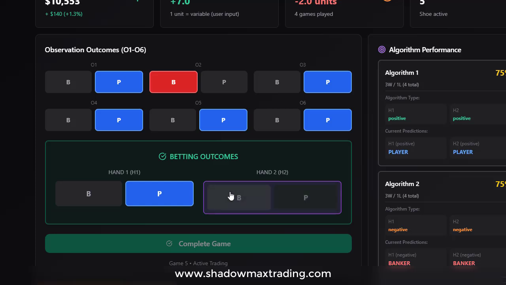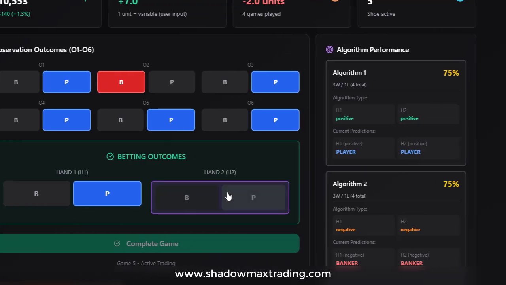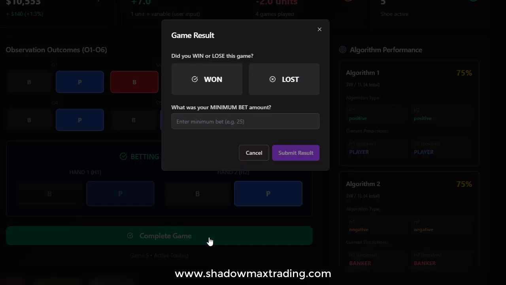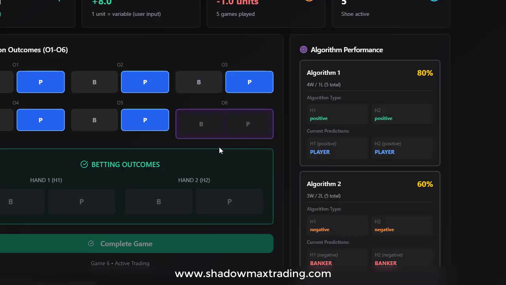Now, if you're going to end the session here, if this was your last one, you can put whatever you want. But if you're going to continue on, you need to wait until the next outcome. All right. And then once that happens, you put it in there and you hit complete game. And then you tell it whether you won or whether you lost. All right. And that is all that there is to it.